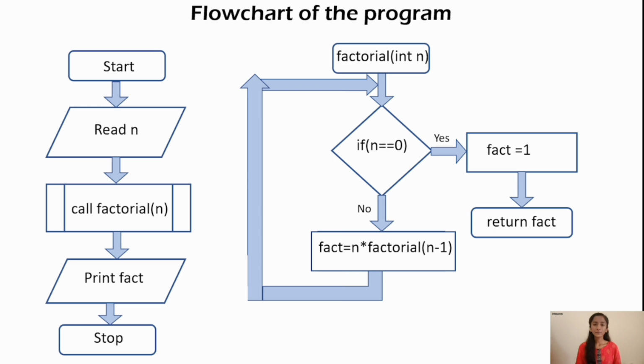Here is the flowchart of the program. Let's revise the program once. First we are going to read n, and when fact(n) is called, it jumps to the function definition part where the condition for n is checked, that is whether n is equal to 0 or not. If yes, then fact is equal to 1. If no, then fact is equal to n into fact(n minus 1). This process continues until n becomes 0. After it returns fact, we are going to print fact, and finally the program stops its execution.